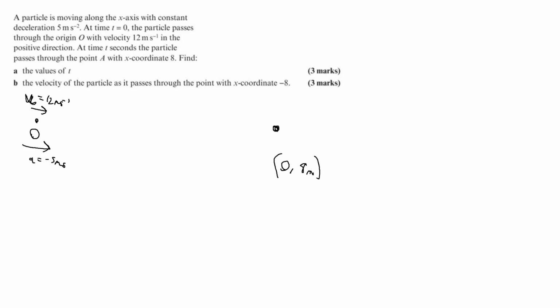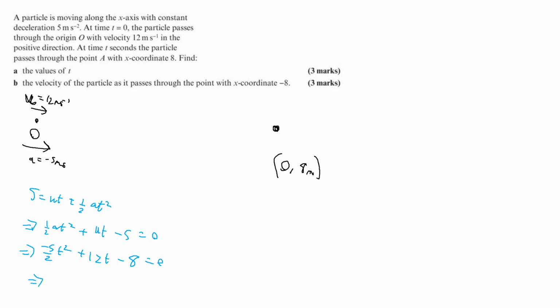Now, how are we going to find out what t is? Well, it's exactly the same as what we did last time. s equals ut plus half at squared. So therefore, half at squared plus ut minus s is equal to 0. And so therefore, let's plug in our values: minus 5 over 2 t squared plus 12t minus 8 is equal to 0.